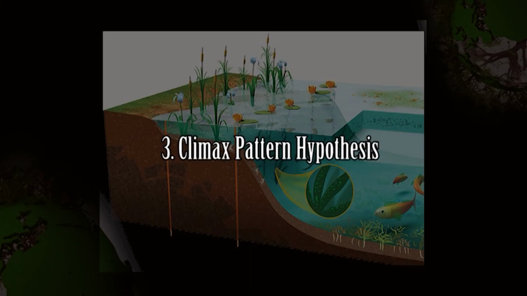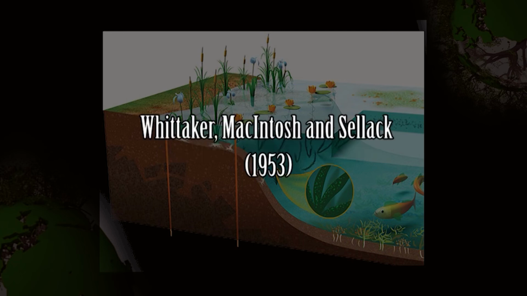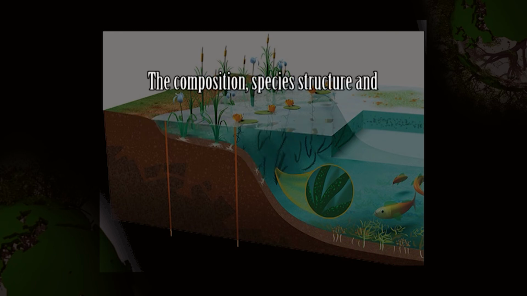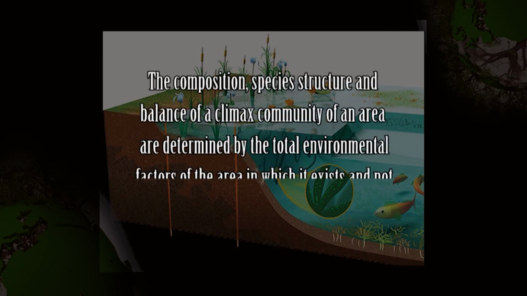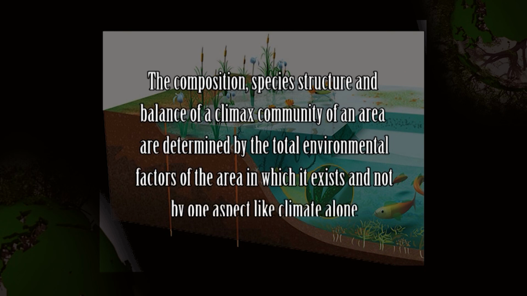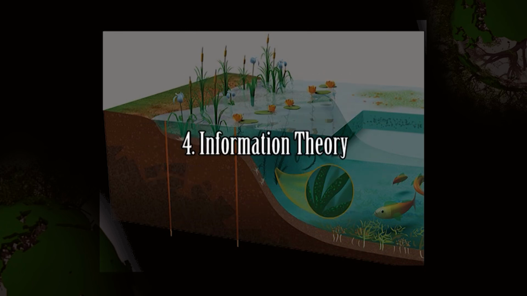Third one is the climax pattern hypothesis. This theory was developed by Whittaker, McIntosh and Slack in 1953. According to this theory, the composition, species structure and balance of a climax community of an area are determined by the total environmental factors of the area in which it exists and not by one aspect like climate alone. Fourth one is information theory.